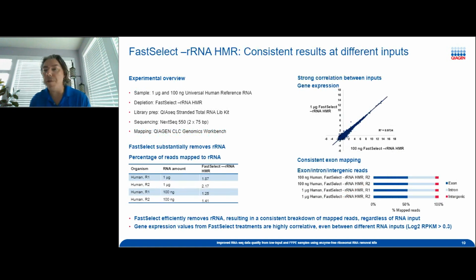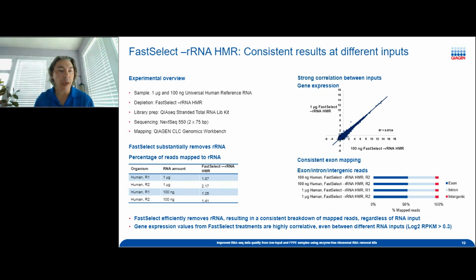We've also looked at whether FastSelect will affect the gene expression components. We've done a lot of experiments with different amounts of input. This is an example of starting with 1 microgram or 100 nanograms of universal human reference RNA. It's basically a whole bunch of human organs that have been ground up and the RNA extracted. We used FastSelect HMR, which is our human mouse rat ribosomal RNA product. We used a QIAGEN library preparation kit, sequenced this on a NextSeq using 2x75 sequencing, and then did our mapping with a commonly used tool, CLC Genomics Workbench.